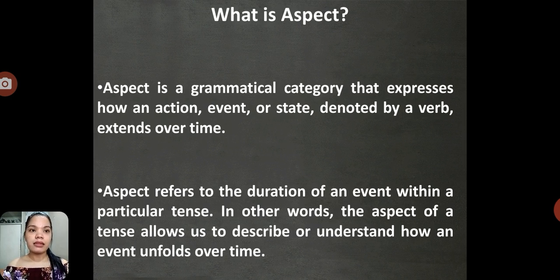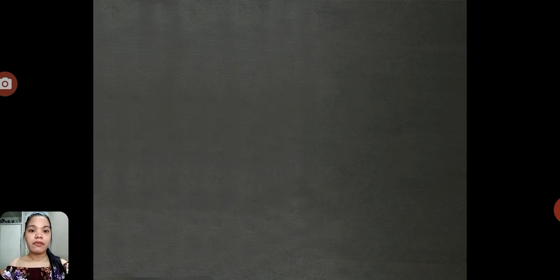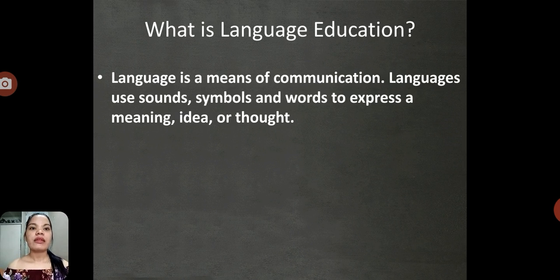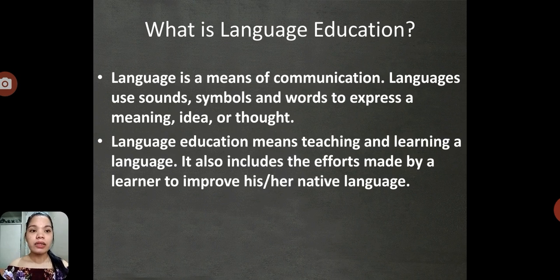Next, let us define what is language education. Language is a means of communication. Languages use sounds, symbols, and words to express a meaning, idea, or thought. Language education means teaching and learning a language. It also includes the efforts made by a learner to improve his or her native language.